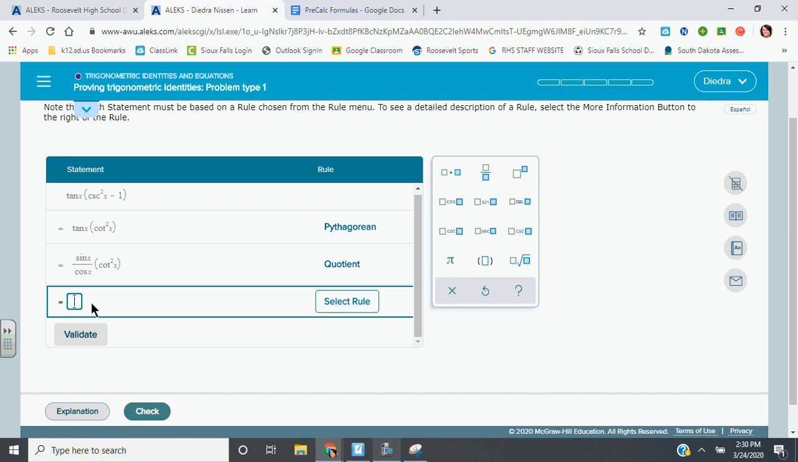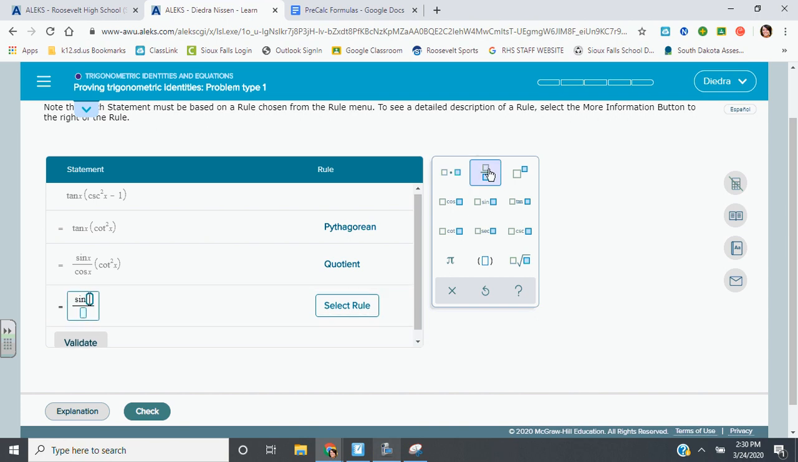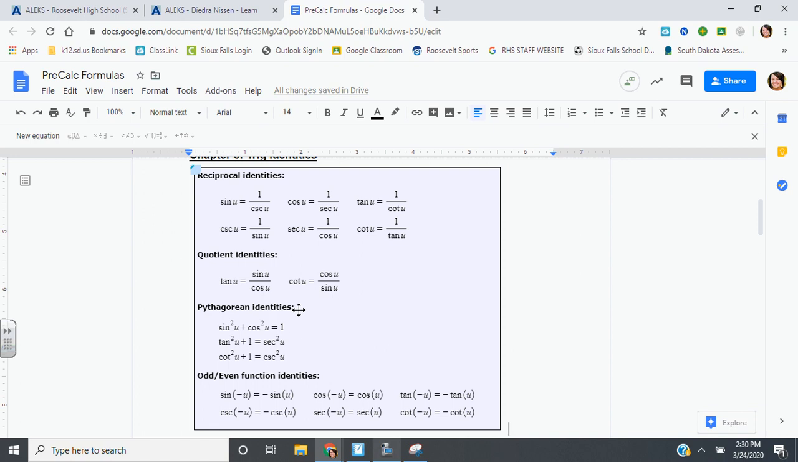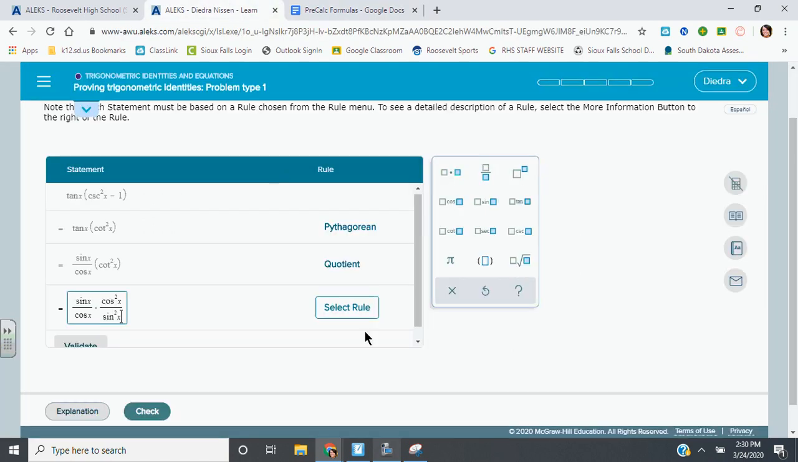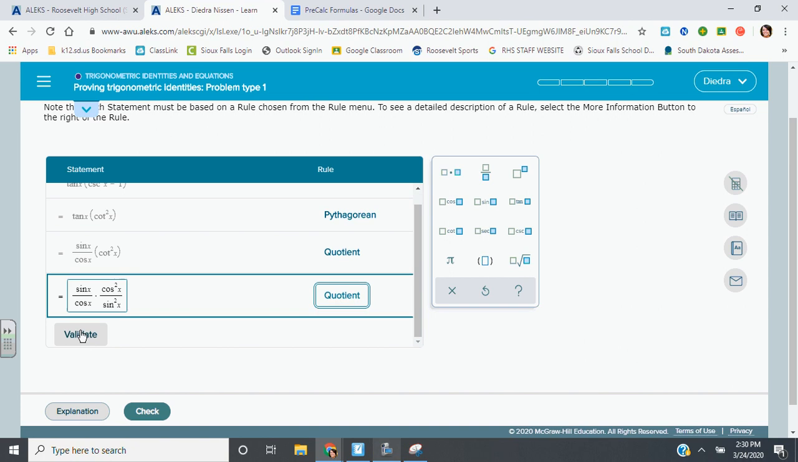Okay, next I'm going to keep that sine and cosine, sine of x over cosine of x, but now I'm going to do something similar, and I'm going to break apart my cotangent squared. Now, I'm multiplying these two together. I think you could either keep them in parentheses or you can hit this multiplication button. I'm going to hit the multiplication button, and I'm going to simplify cotangent squared into cosine squared over sine squared of x. And again, I just simplified that quotient identity, simplified cotangent into cosine over sine. So again, here I'm going to hit quotient, and then I'm going to hit validate.